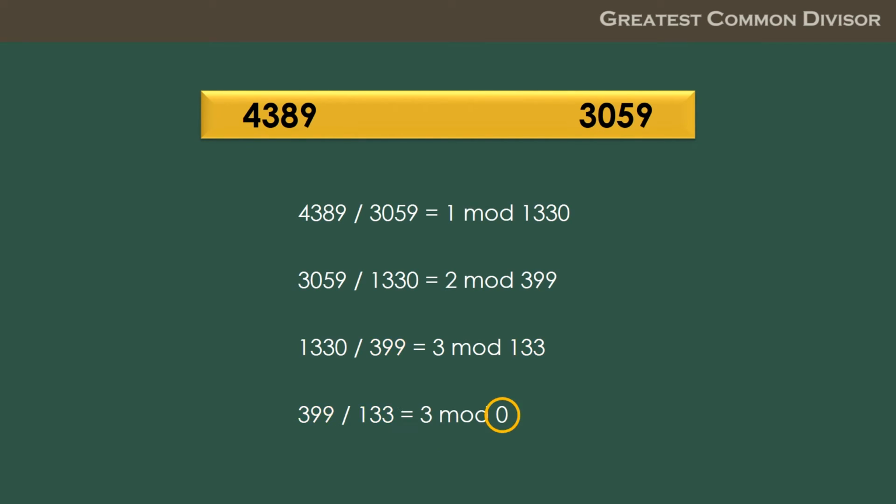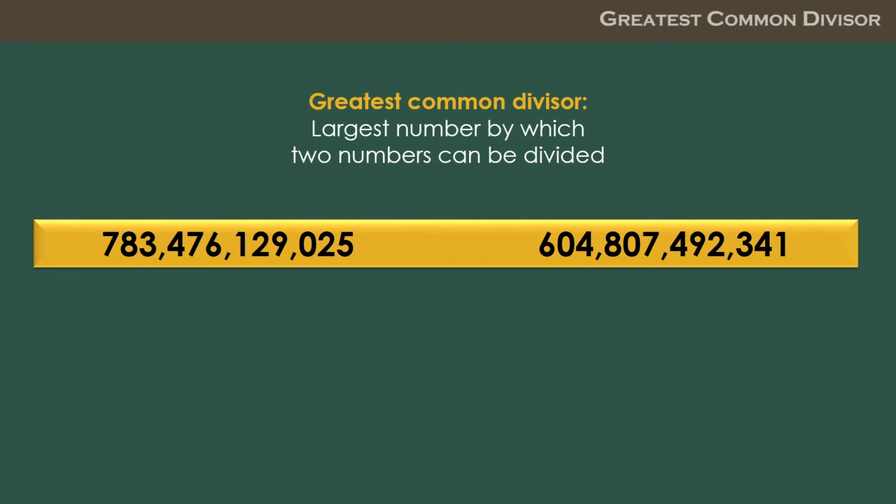Now when you get a 0 as the remainder, this means you're done. And the greatest common divisor is the number that you just divided by, in this case 133. So that's how you can get the greatest common divisor for any two numbers.